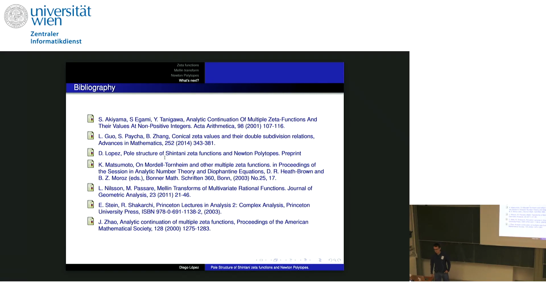A naive question. You mentioned at the end the stuffle relation and so on. Can you express these values of this Shintani zeta function as iterated integrals, also like a multi-zeta function? Or?